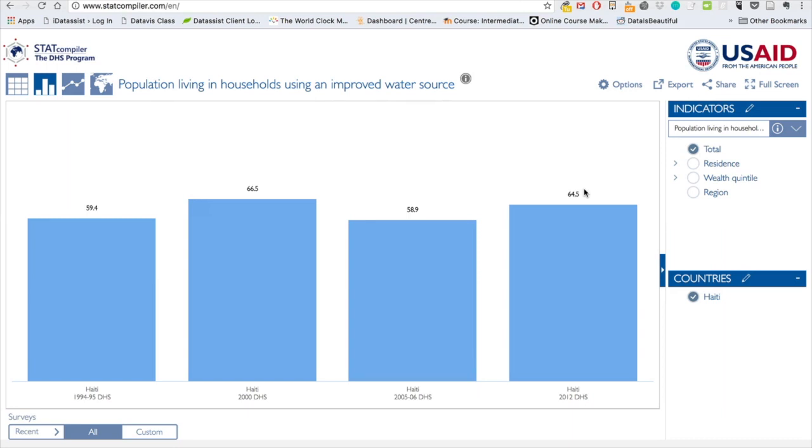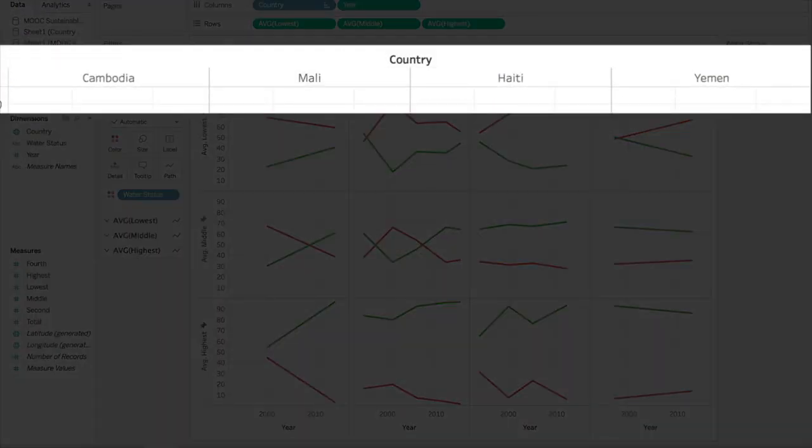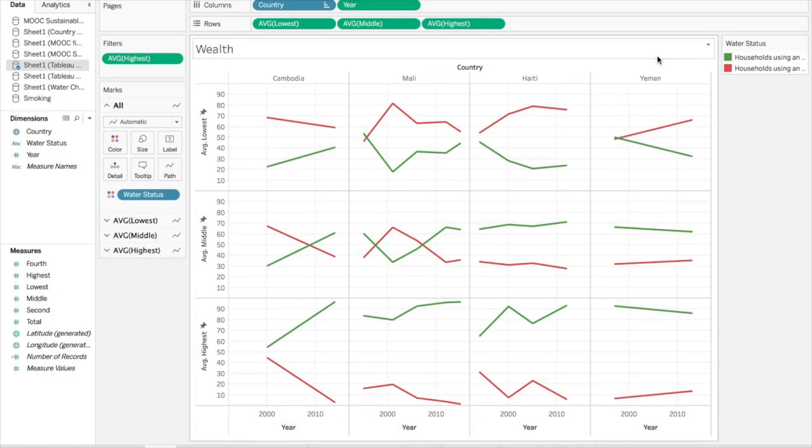And we're going to look at two of the top countries, and two of the bottom countries. We are going to get the data from Cambodia and Mali, where we've seen a significant increase in the percentage of the population that has access to water, and Haiti and Yemen, where we've seen a significant decrease. And so now that we've downloaded the DHS data and brought it into Tableau, these are now data on individual people instead of data on countries. So now we can make statements about individual people within these countries.